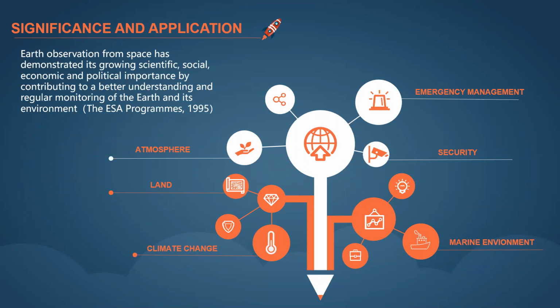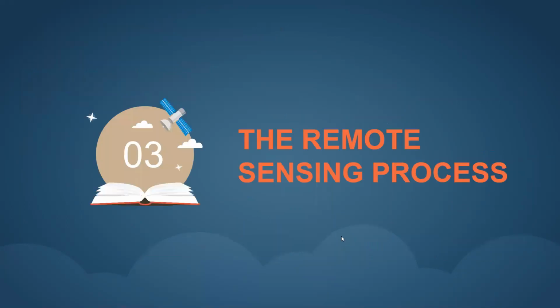To be more specific, remote sensing technology can help people to predict the weather, plan the land, manage the marine environment, forecast climate change, handle emergencies, and ensure the safety of citizens, and so on.